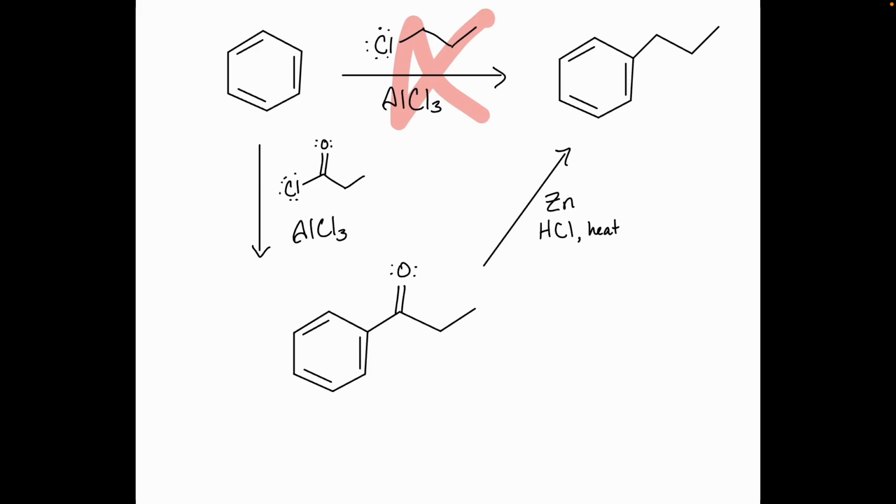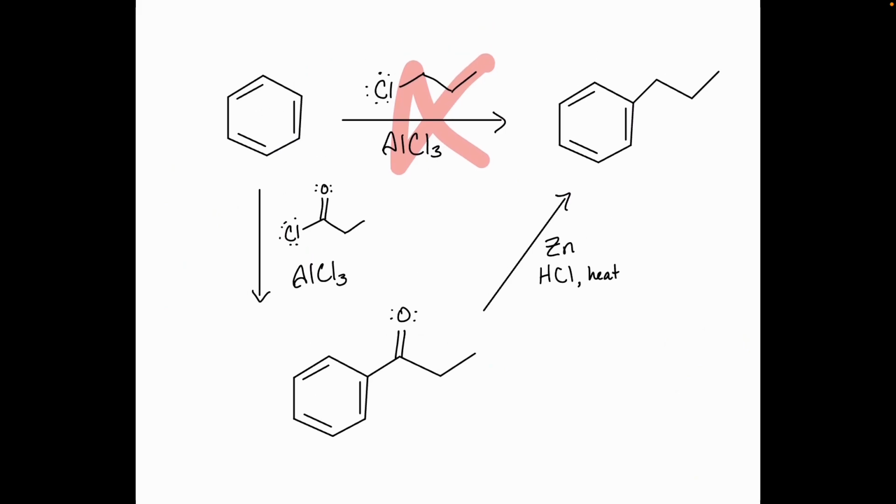Okay, so if we really want to attach that primary carbon to our ring, rather than taking the alkylation method, this one won't work. So instead we're going to do an acylation, and then we're going to reduce that carbonyl. You can even say fully reduce that carbonyl.